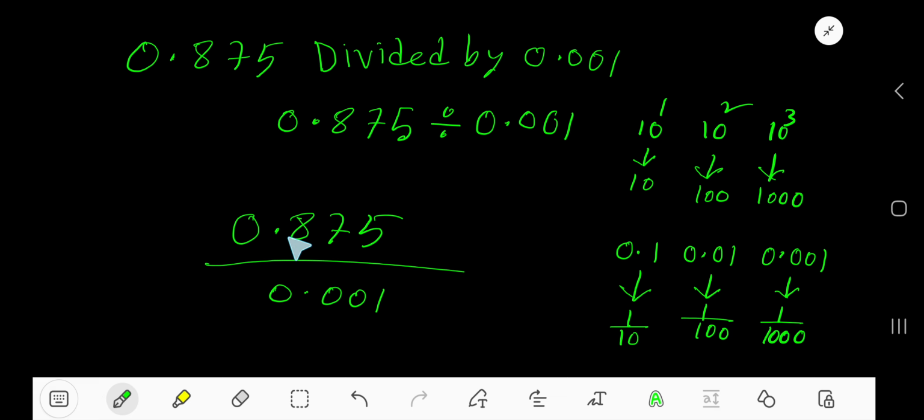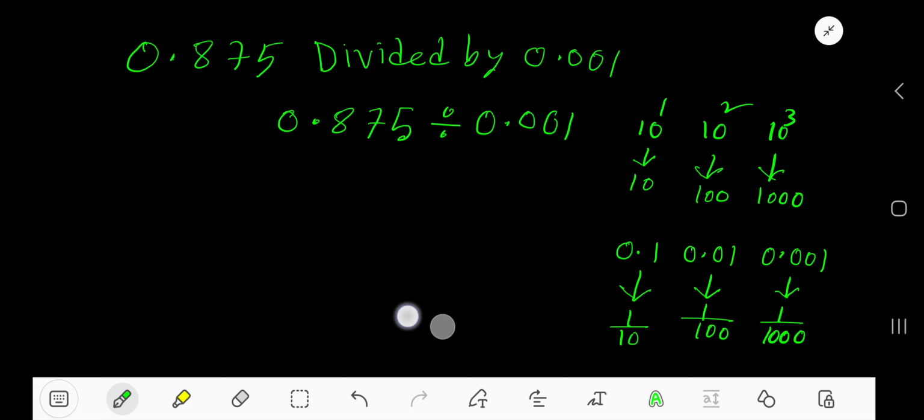So what will you do to divide this by this? Just count the number of places, 3 places. So the decimal point will move from left to right 3 places here. So you are getting 0.875 decimal. This 0 doesn't have any value since the decimal is at the end, so you can omit it here. So 875 is your answer.